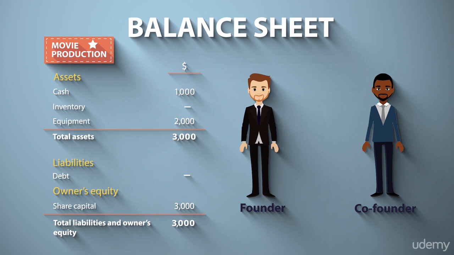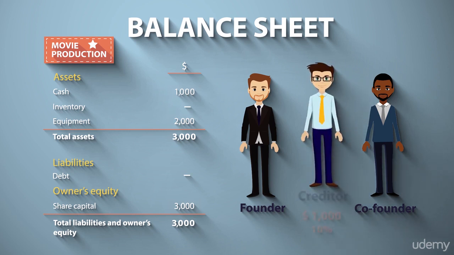At this point, we don't have enough cash to start our operations, so we decided to borrow $1,000 from the bank at 10% annual interest rate. Our cash balance has increased by $1,000, and our liabilities have increased by the same amount. Now, total assets equal $4,000, and the equity and liability is worth $4,000, so the balance sheet remains in balance.